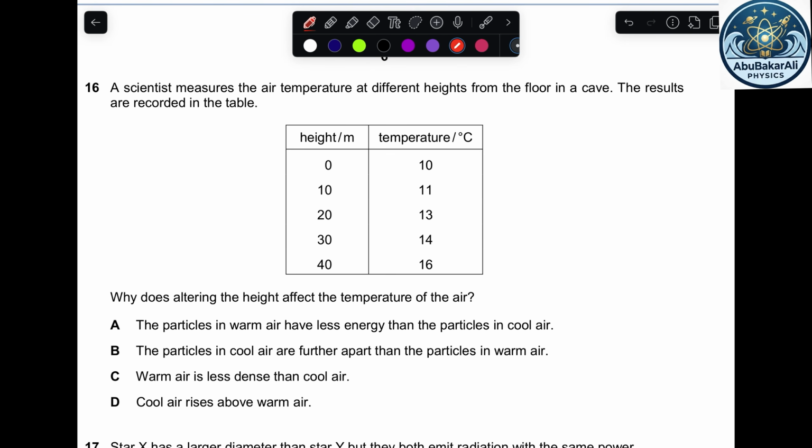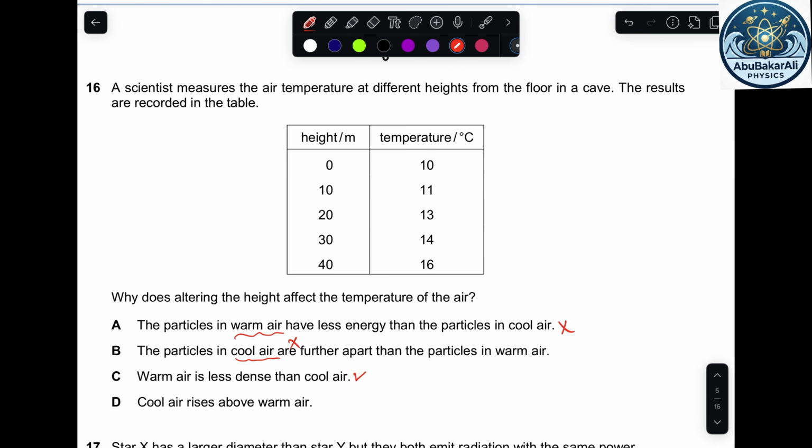So there are the explanations. The particles in warm air have less energy than the particles in the cool air. That is opposite. Warm air will have more energy. The particles in cool air are further apart than the particles in warm air, that is also opposite. The particles in the cool air are close together, they are more dense. Warm air is less dense than the cool air. Yes, that is correct. So it's option C. D is also incorrect. Cool air rises? No, cool air will not rise, cool air will sink.